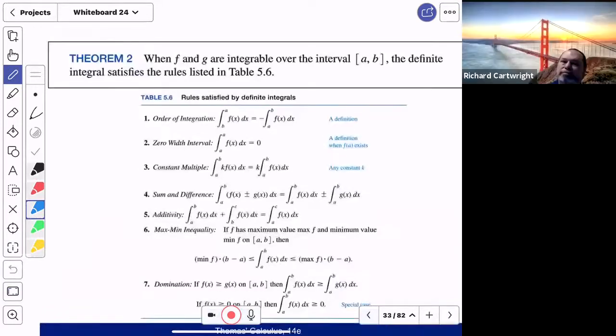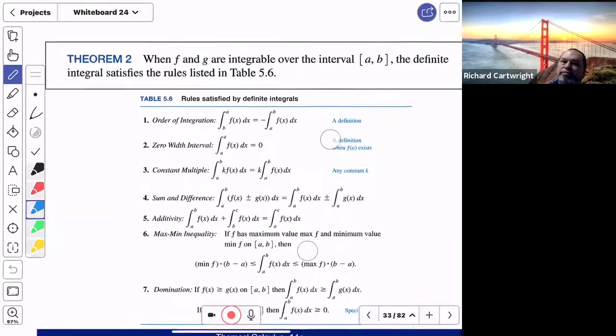Okay. Then I'll just go on. So that's the next page, was just these properties.